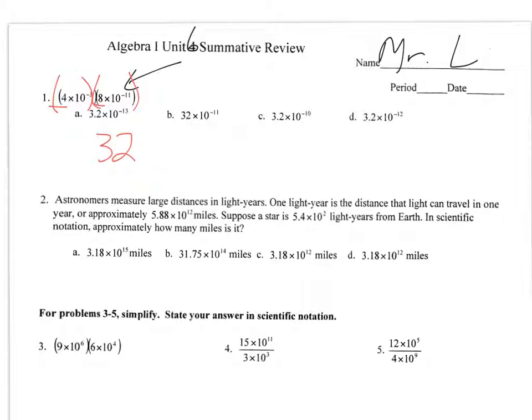Okay, I'm still multiplying 10 to the negative third and 10 to the negative 11th. What I do when they have the same base and exponents is I add, so that's negative 14. Okay, notice none of those have it, so what I have to do is get it into scientific notation to make it 3.2 times 10.